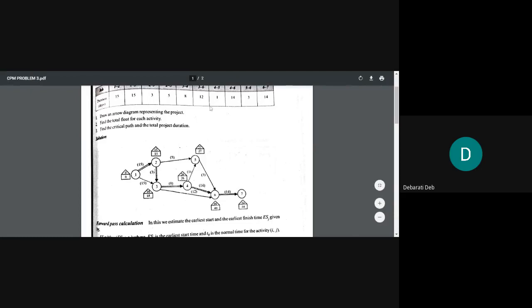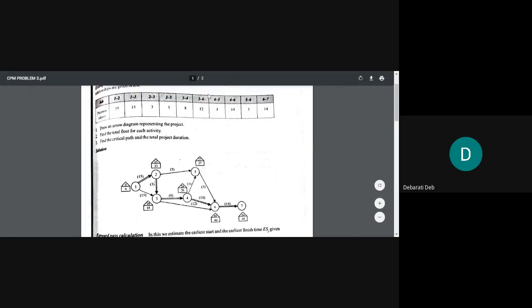Then from 2 to 5, duration is 5. Go on writing the durations within brackets above the arrows. 2 to 5 it is 5, 3 to 4 it is 8, 3 to 6 it is 12, 4 to 5 it is 1, 4 to 6 it is 14, 5 to 6 it is 3, and lastly 6 to 7 it is 14.